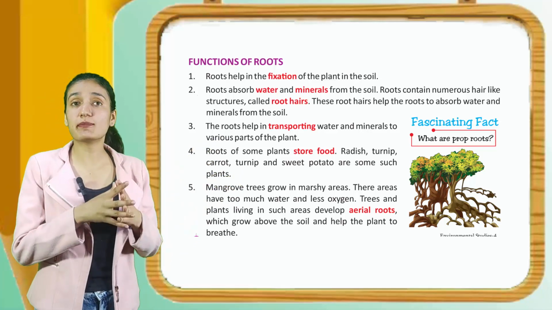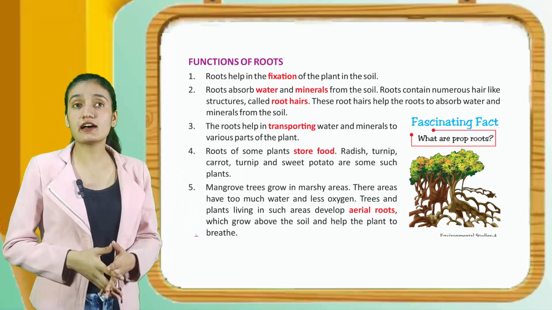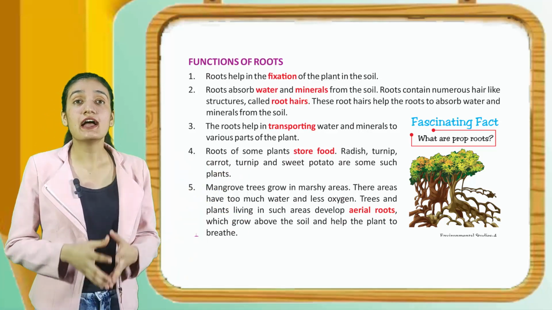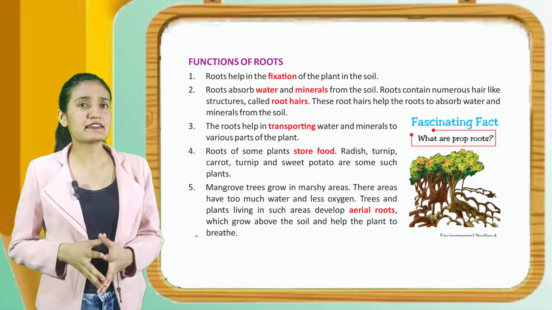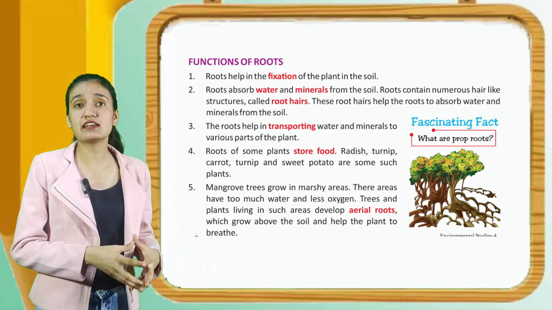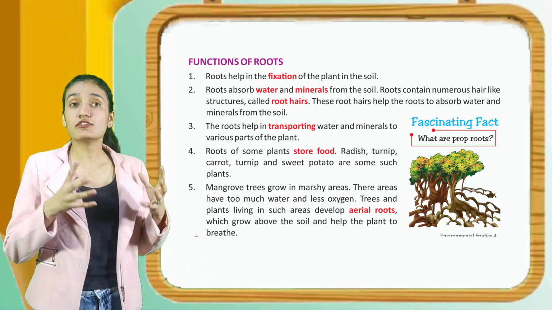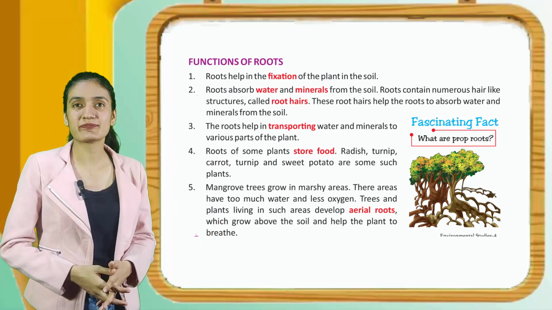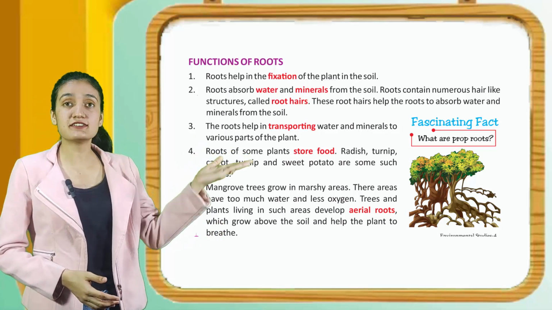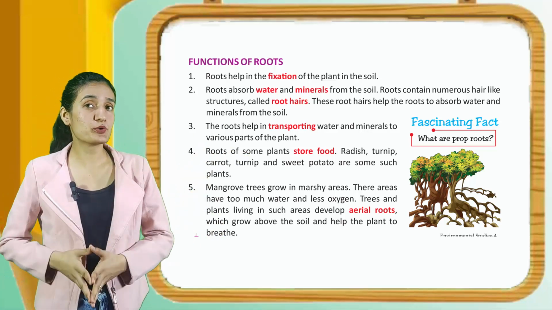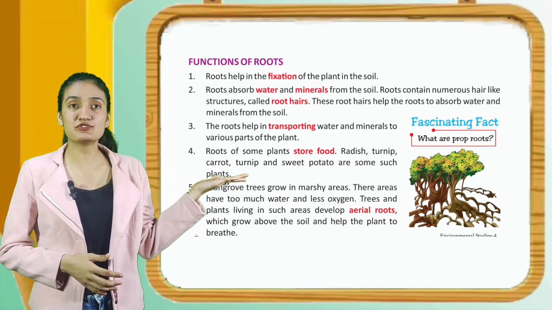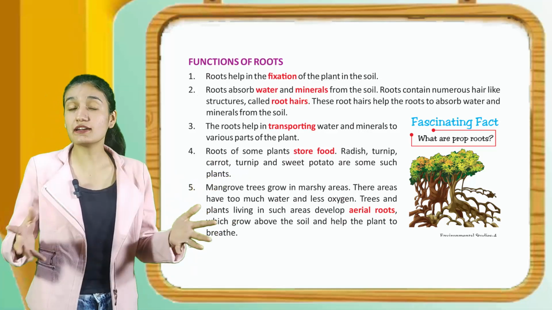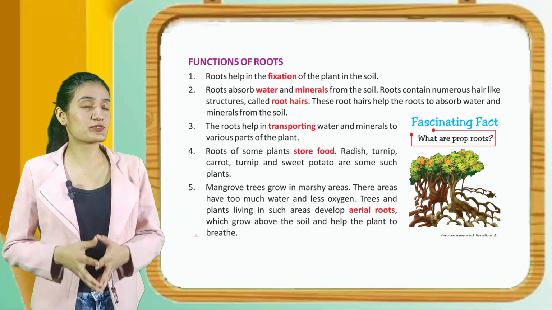Mangrove trees grow in marshy areas. These areas have too much water and less oxygen. Trees and plants living in such areas develop aerial roots, which grow above the soil and help the plant to breathe. Here is a fascinating fact. What are prop roots? And you can see the mangrove trees. So kids, you can understand the importance of roots.